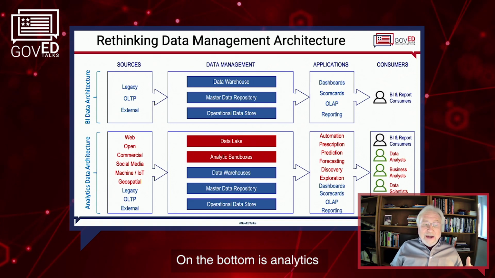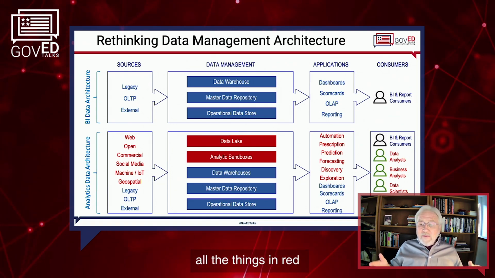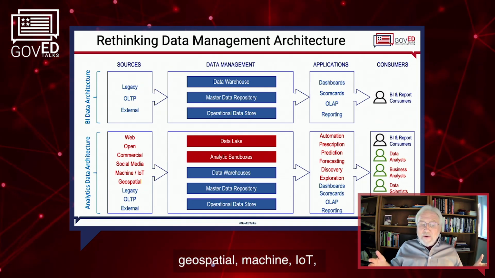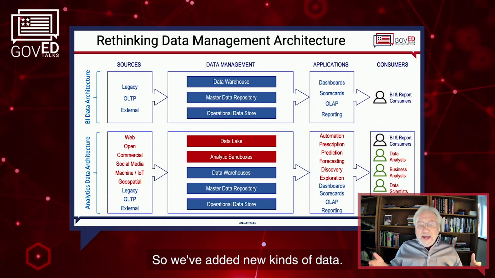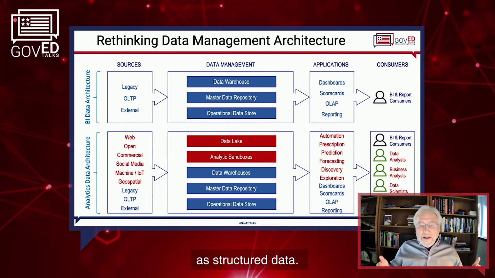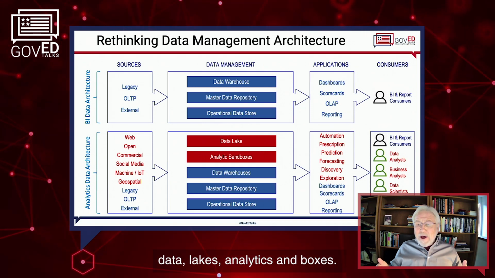On the bottom is analytics data architecture at the same abstract level. All the things in red are things that we've added, different kinds of data, geospatial, machine, IoT, social, commercial, and so on. So we've added new kinds of data, and it's not data that necessarily comes to us as structured data. We're managing it in different places, data lakes, analytics sandboxes.